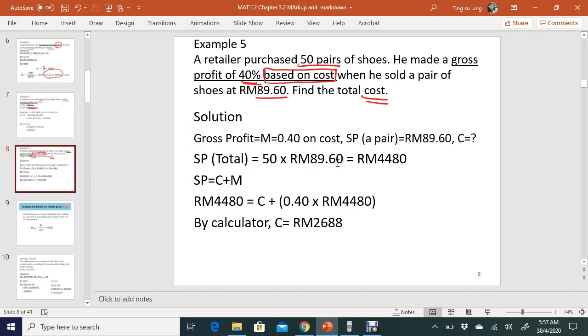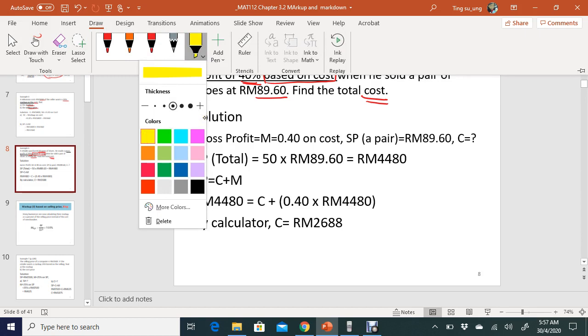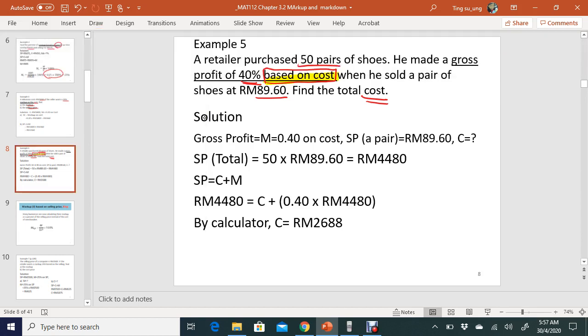Okay, so this basically will be the markup on cost. So please highlight all the important keywords there. Please remember to see what it is. You just highlight whatever important information that is given in the question, because as I mentioned earlier, markup can be based on a lot of different matters. Okay, and markup on cost is one of the matters involved.